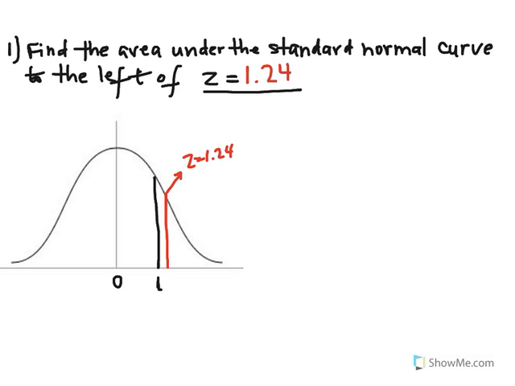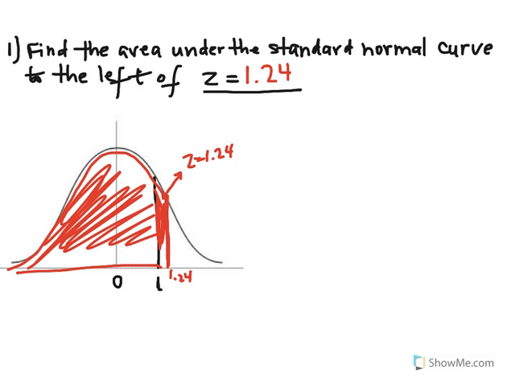So let's understand that again. From this point, 1.24, we want to find the area under the standard normal curve to the left of this. So what is going to be the area to the left? It's going to be all this area here, all of this.